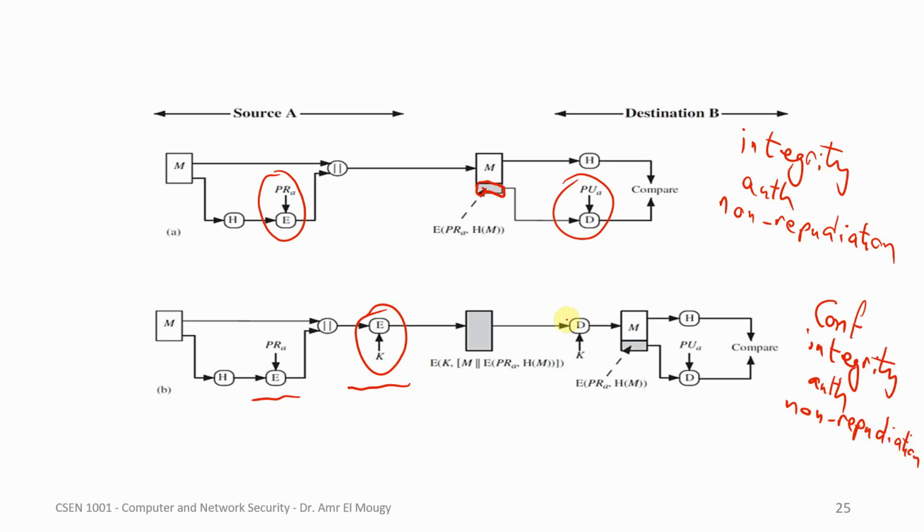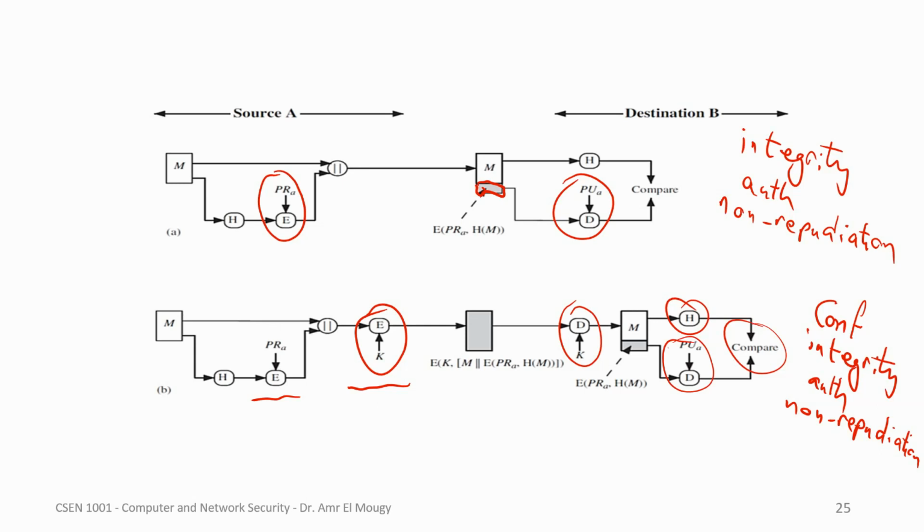Here at the receiver, they will start with decryption with the key K. They will take the message, generate the hash, and then take the encrypted hash that was sent, decrypt it with the public key of the source, and then compare the two. If they match, then the message is verified.